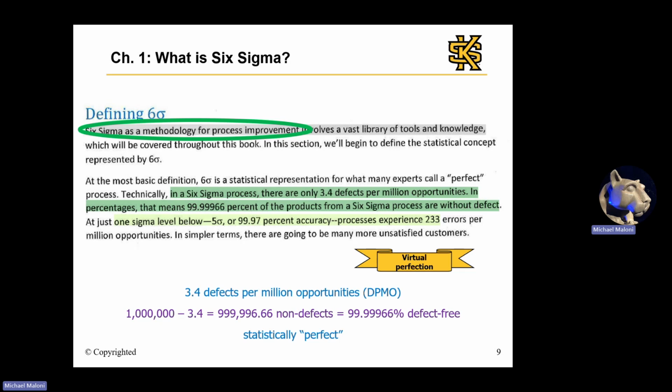In comparison, 1 sigma below, a 5 sigma process is 99.97% defect free with 233 DPMO. That's still really good and may be acceptable in some organizational settings. Still, that's a lot more defects and subsequently more dissatisfied customers than a Six Sigma process.